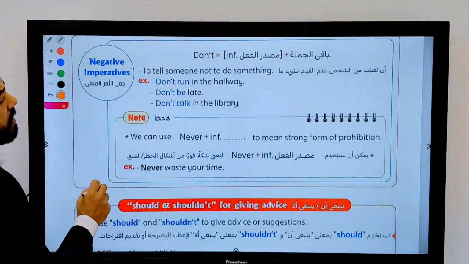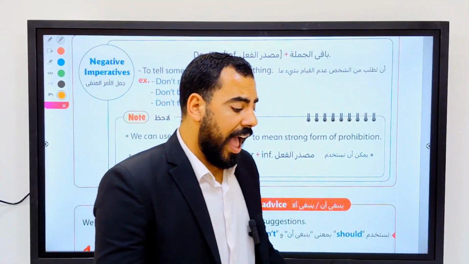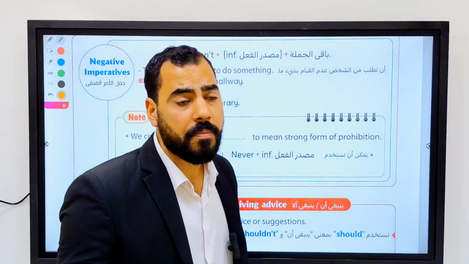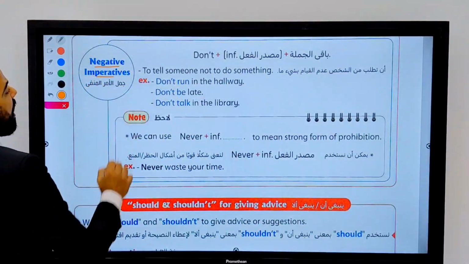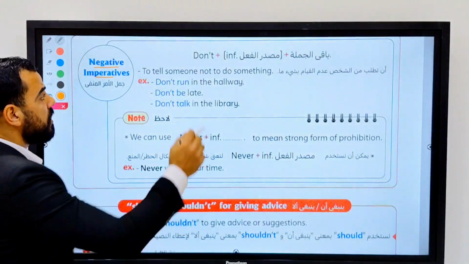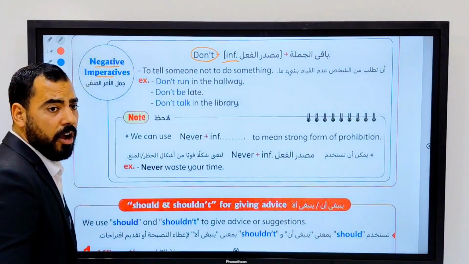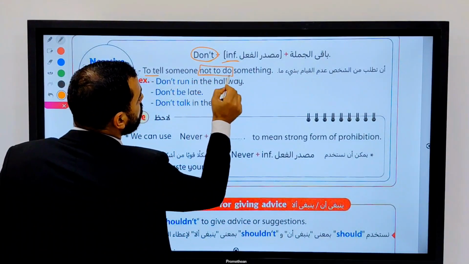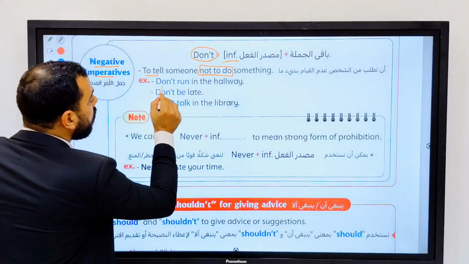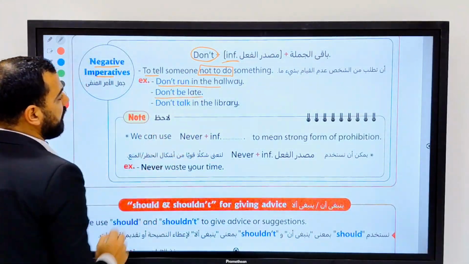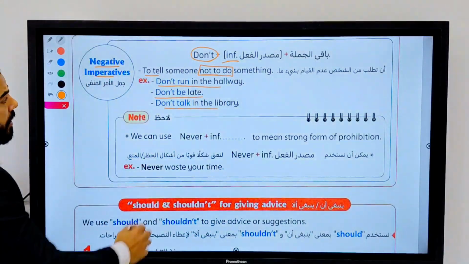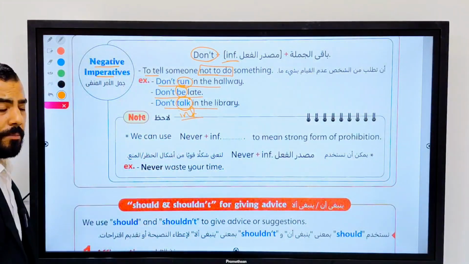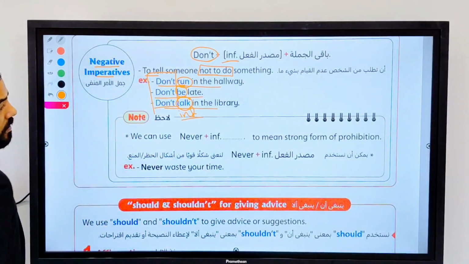Negative. In order to tell students about something that they shouldn't do, or you are asking them not to do something, we use negative imperatives. So we use don't plus infinitive, or the base form of the verb, to tell someone not to do something. So: don't run in the hallway. Don't be late. Don't talk in the library. Run, be, talk, they are in the infinitive, because they come after don't.